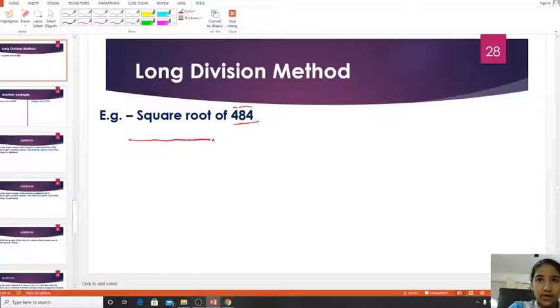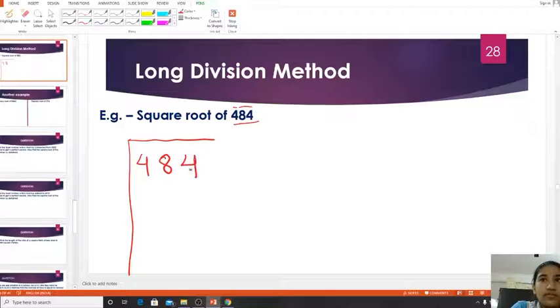So we go like this. 484. Here we are going to draw a bar. Why? Because we are going to start from the rightmost end and pair it in twos. Here we don't have any other number, so the 4 is going to be alone.